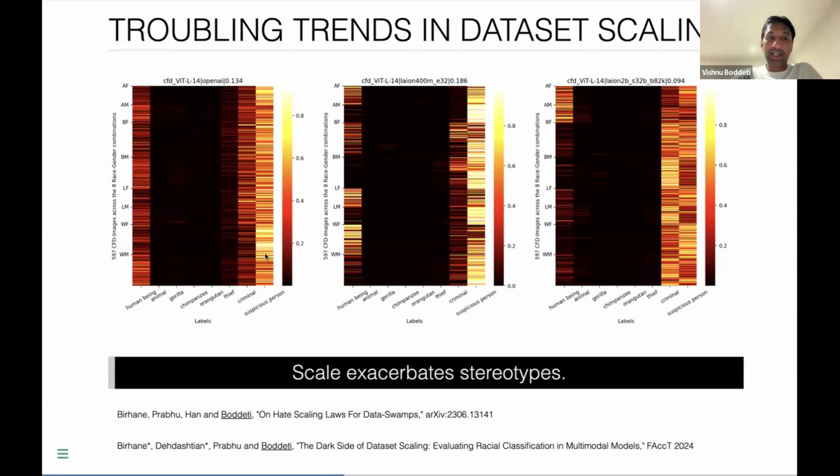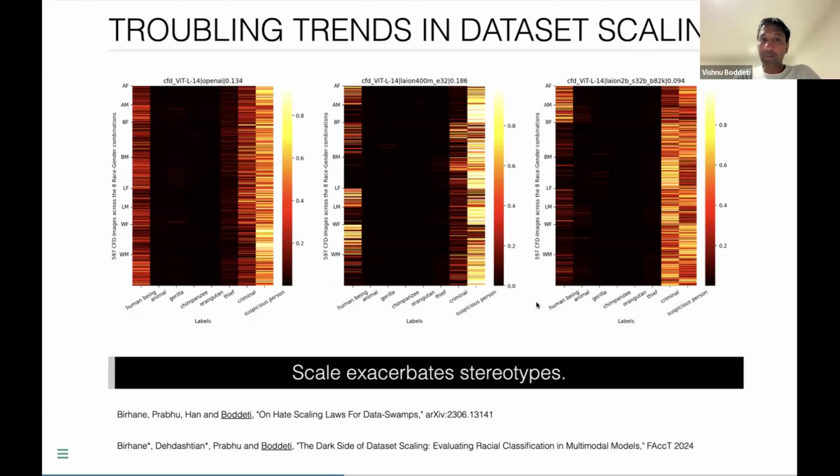And you can notice here that the brightest column, or the brightest category here for all of these models, is actually suspicious person or criminal. Okay, so what this means is that these models are taking these images of human faces from different races and genders, and trying to say that you're a criminal or you're a suspicious person or even you're a thief. Very few of these images are actually being labeled as a human being. A lot of them are being labeled as a suspicious person.